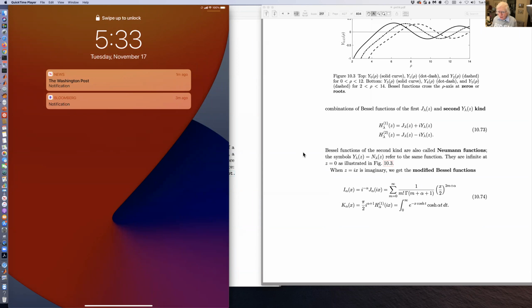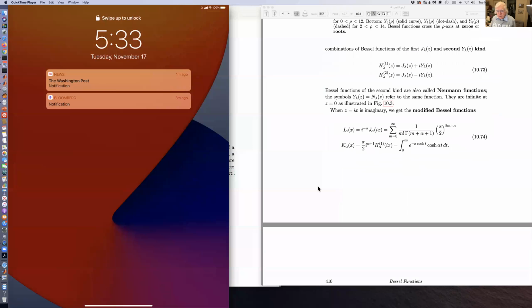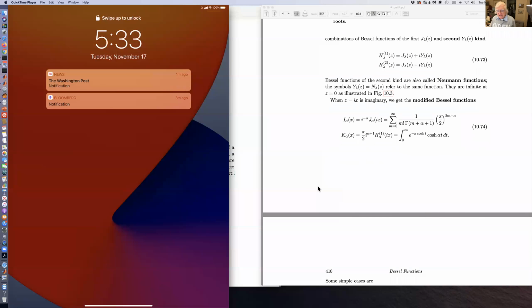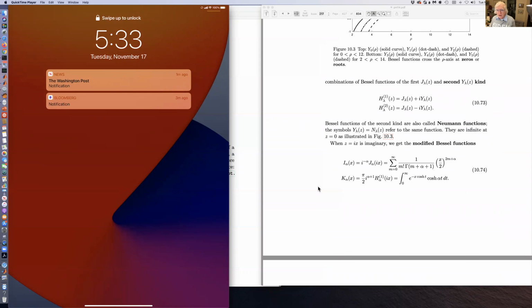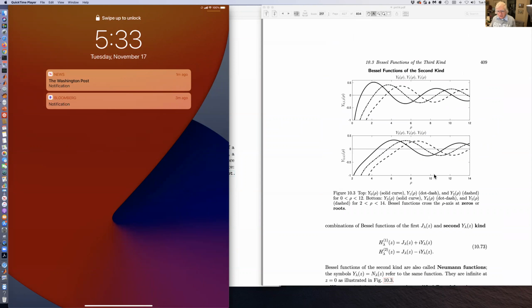These are also called Neumann functions, and sometimes they're written with a capital N rather than a capital Y. And they're all infinite at z equals 0, and we saw that in this figure here.